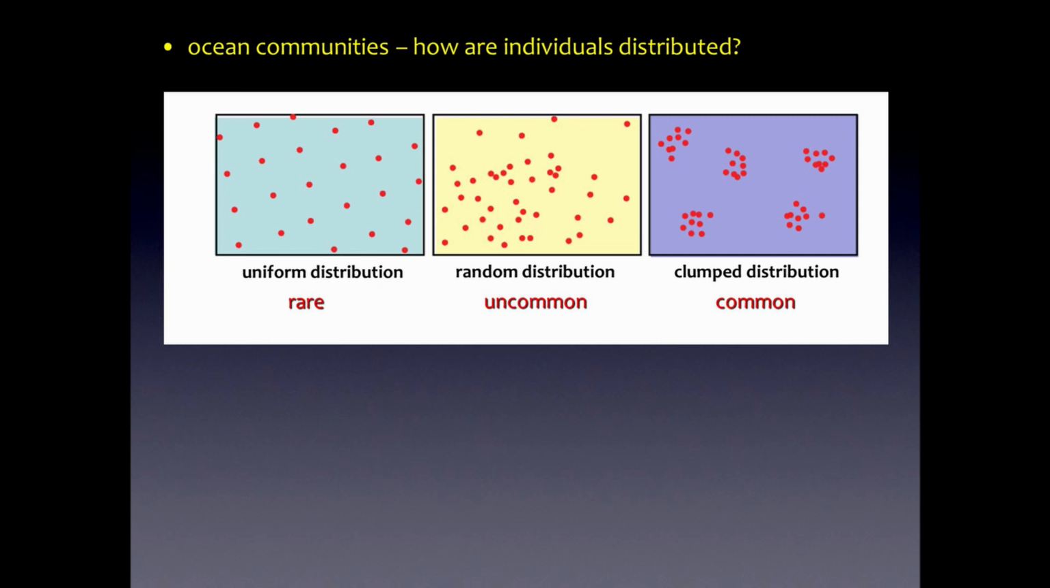We have random distribution. No one individual affects the other. Conditions are the same throughout. This will occur, fairly uncommon though.